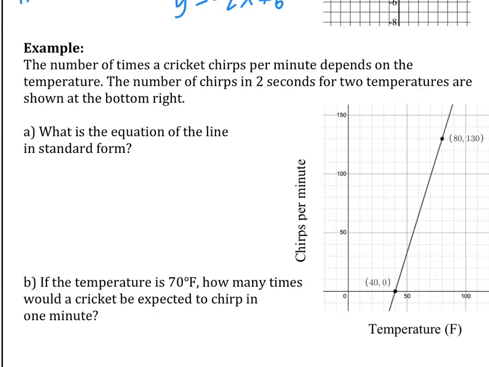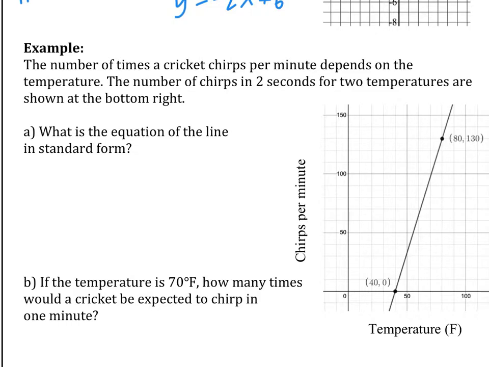Okay, so the number of cricket chirps per minute depends on the temperature. The number of chirps in 2 seconds for 2 temperatures are shown on the bottom right. What is the equation of the line in standard form? Okay, so you have a very straight line with 2 points that are given. They want you to find the line in standard form. No matter what, what is the first thing you do?